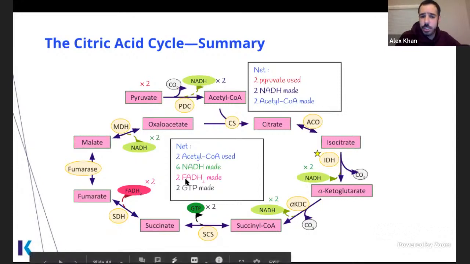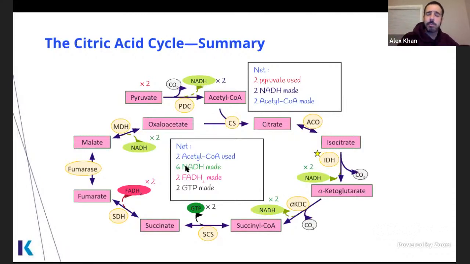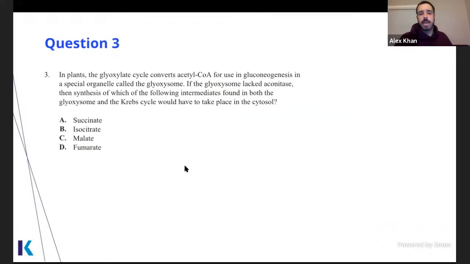Quick note on FADH2: it creates less net ATP in the electron transport chain than NADH because it enters the electron transport chain at a later stage. So that brings us all to this cool question. All right, everyone take a moment to think this one through.